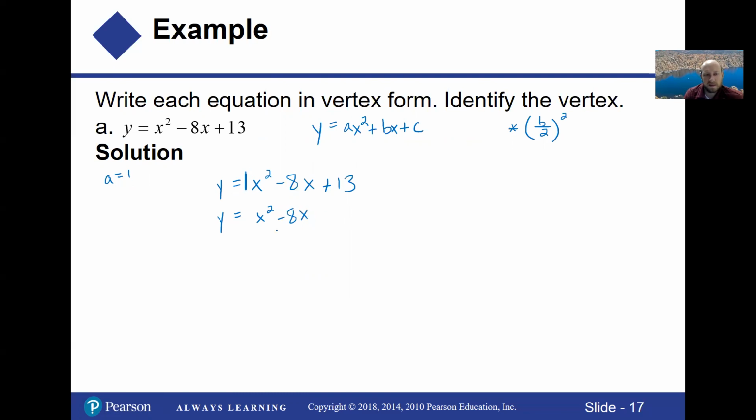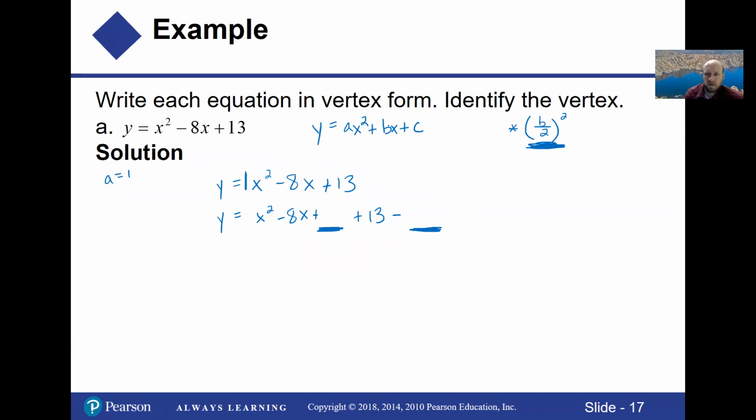Now, what I do is I take these first 2 terms, x squared minus 8x, and I write them out. Then I need a placeholder here, and let me do it in blue. I need something right here, and then I have the plus 13. But when I do that, I'm going to add that something and subtract that something, and that something is the b over 2 squared. Well, let's do that. Let's find what b over 2 squared is.